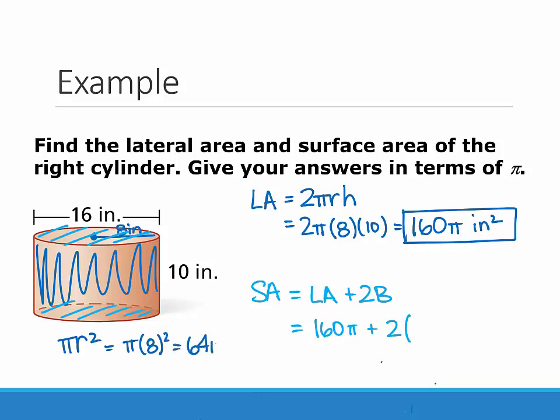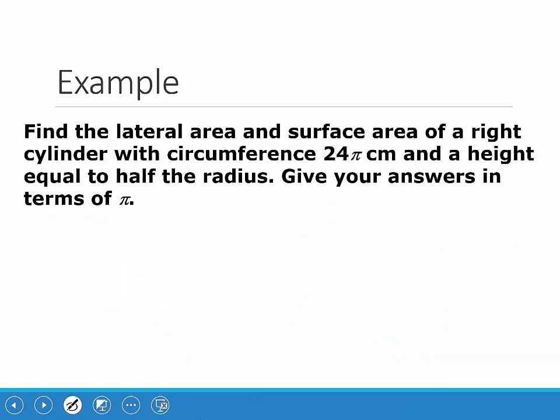And since our base is a circle, we can use pi r squared. We end up with 64 pi. Remember, we have 2 of these, so you end up with 128 pi. Add that to 160, and we get 288. So if you don't include the bases, it's 160 pi, but if you do include the bases, it's 288 pi. This next problem, I'm leaving to you.